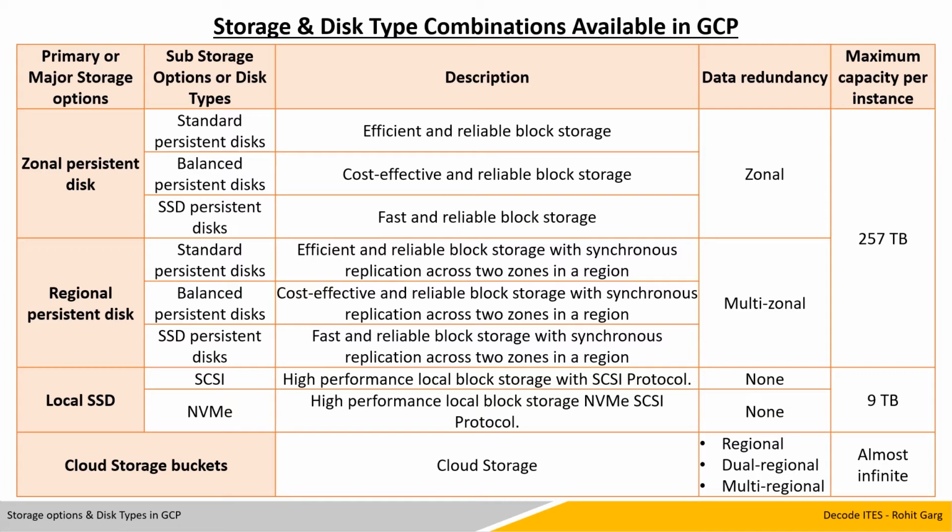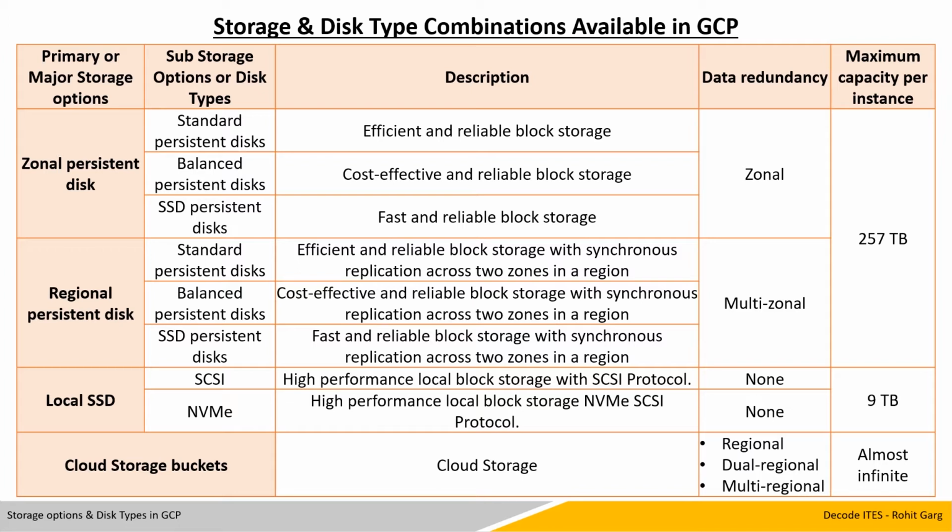Regional balanced persistent disk gives you cost-effective, reliable block storage with synchronous replication across two zones, balanced performance, balanced cost, and data redundancy over two zones. Next is SSD persistent disk, fast and reliable block storage with synchronous replication between two zones in a region. Because of SSD characteristics, this disk type gives you high performance, high cost, and data redundancy between two zones.